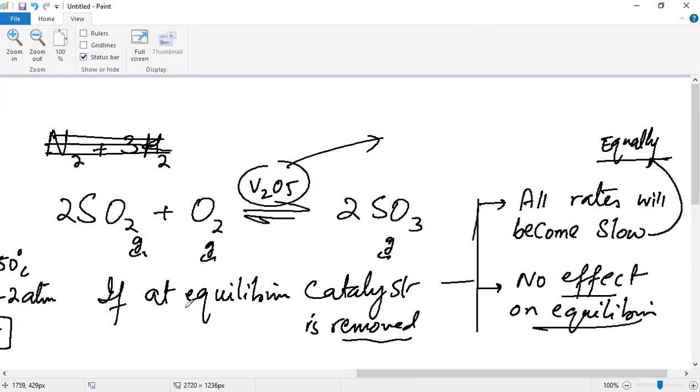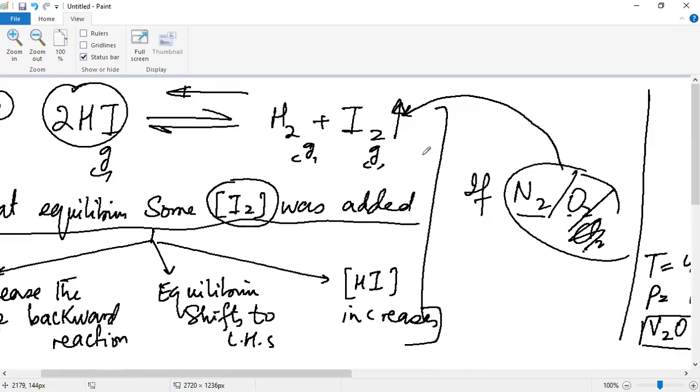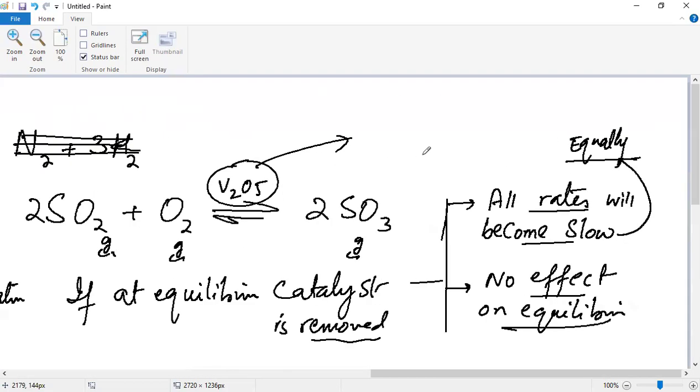And likewise, if the catalyst was missing in this reaction and I come and add some catalyst into it, adding the catalyst would increase the rates of all reactions equally. And again, although the rates are increased, the position of equilibrium would not be affected. So these are all the factors that I listed, and I've explained them with examples. Again, if somebody has a question, please ask.